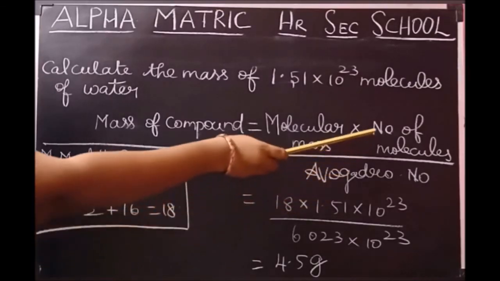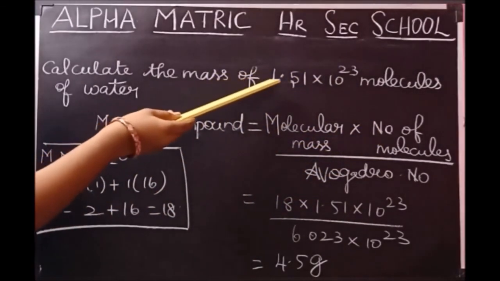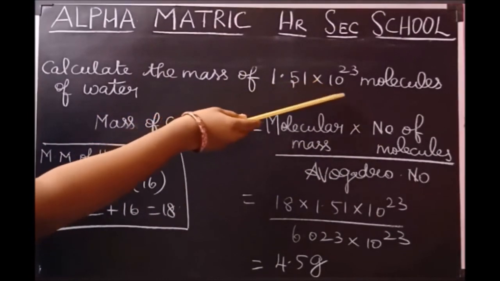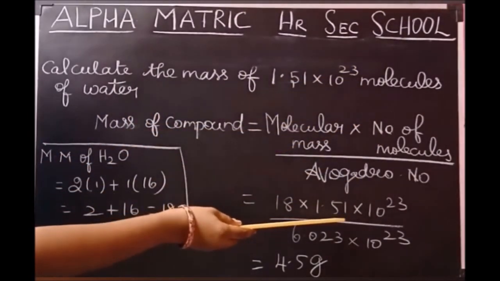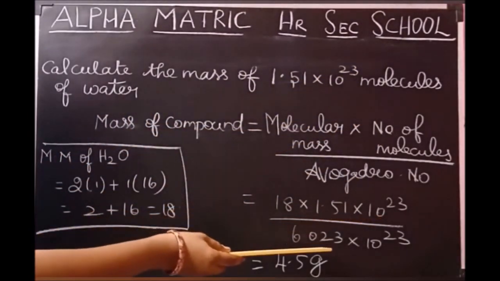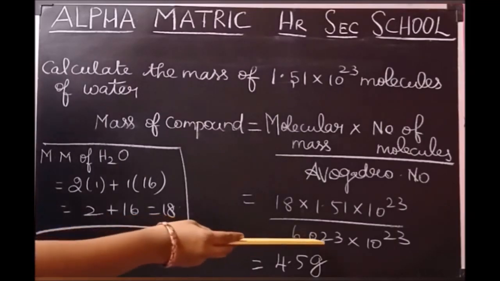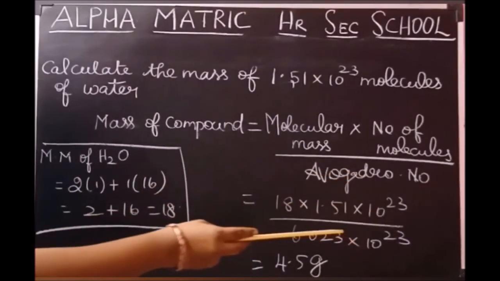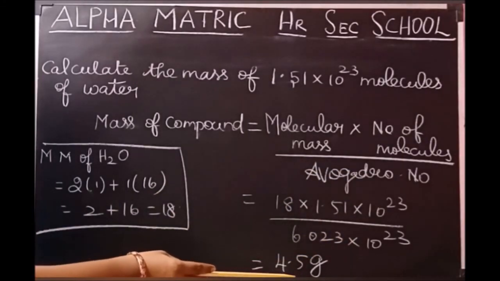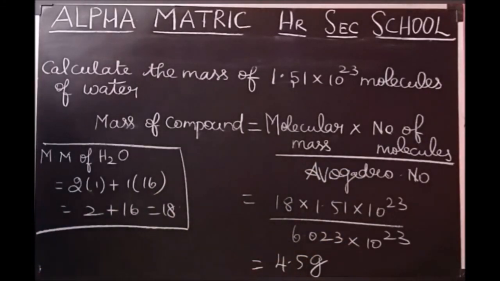18 into number of molecules. In the question, 1.51 into 10 power 23 molecules, divided by Avogadro number. When we deal with the mole concept, we come across Avogadro number, which is 6.023 into 10 power 23. Very important, Avogadro number. If you solve this, we can get the answer 4.5 gram.